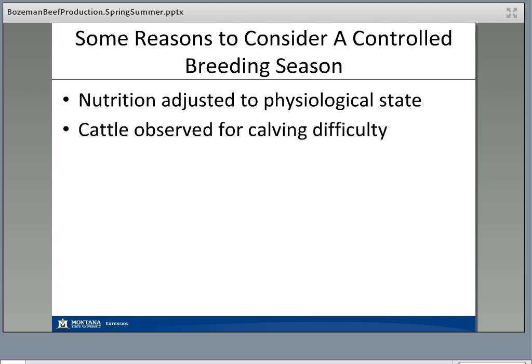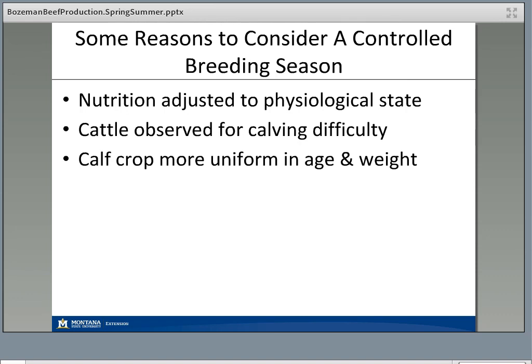It's obviously easier to observe cattle for calving difficulty over a shorter period of time than over a longer period of time. And like we talked about when we were discussing calving distribution, the calf crop is more uniform in age and weight. This can also facilitate management, particularly if you have other enterprises that you're thinking about from a farming perspective. If we have a set breeding season, you have a set calving season and can organize your other management around those times.